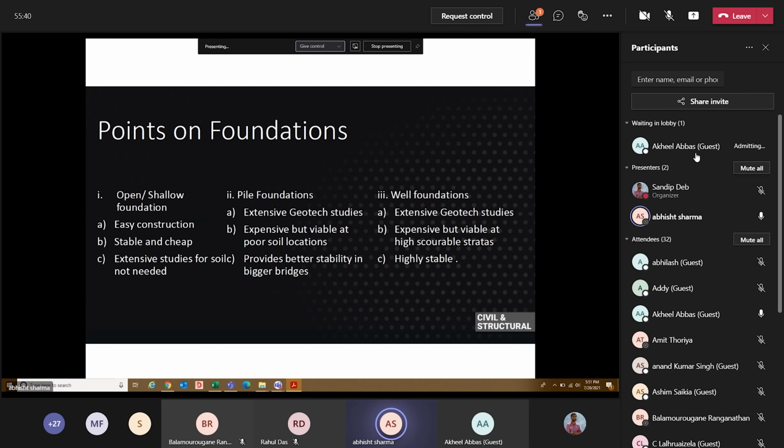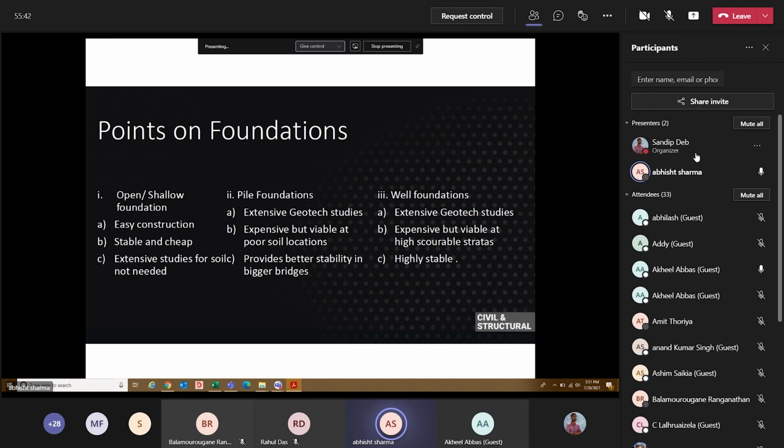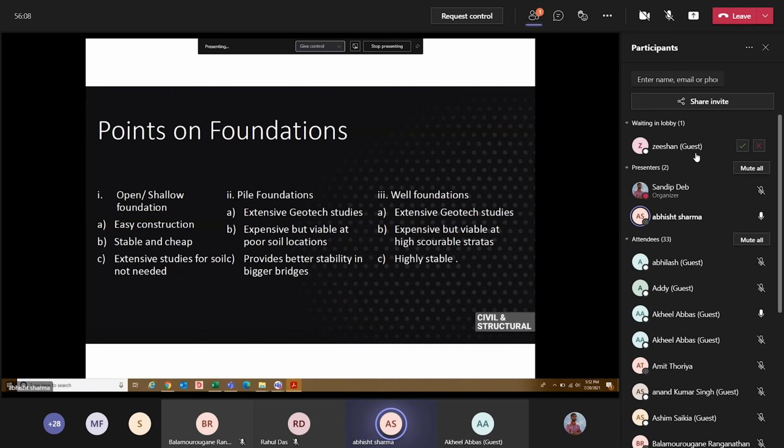A few small points about these open shallow foundations, like I already defined: open is easy to construct, stable and cheap. You don't need extensive studies to do it. In pile and well, we have to do extensive geotechnical studies. They are expensive, but they are viable for poor soil locations, both of them. But well foundations we generally put where we have bigger rivers.